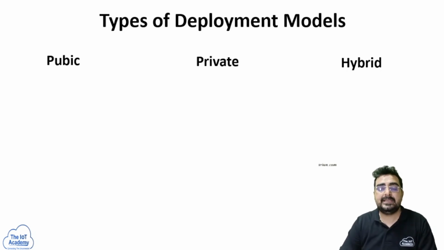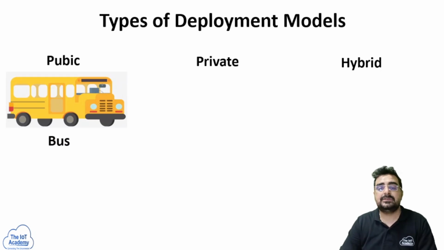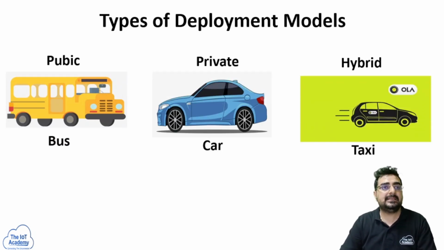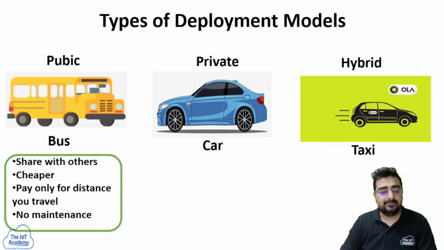So we will take an example. Imagine we want to go to college. We can use a bus, we can use our private car, we can use a taxi like from Ola, Uber. So what are the benefits of public transport? We can use it on a shared basis. It is cheaper.